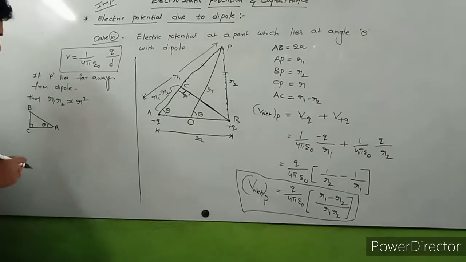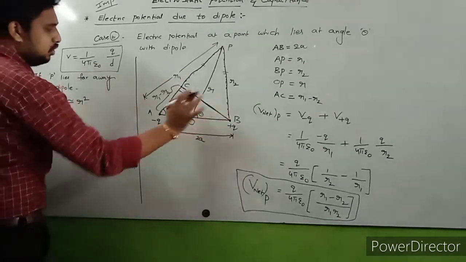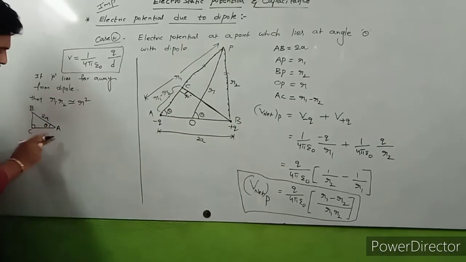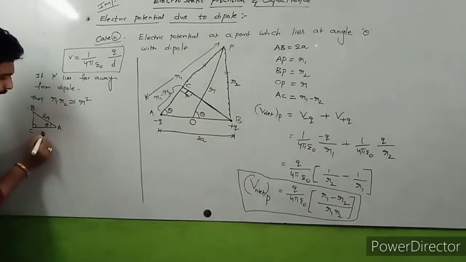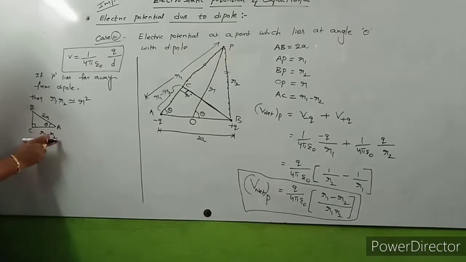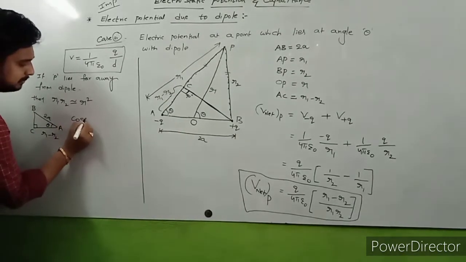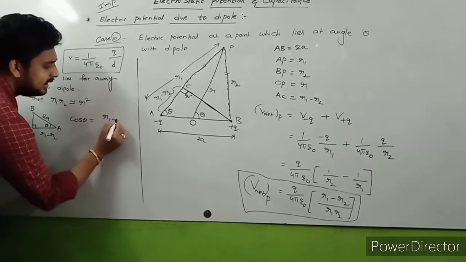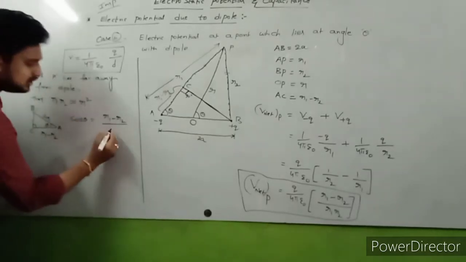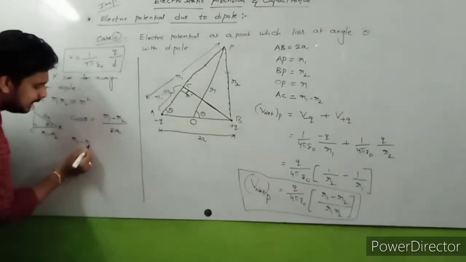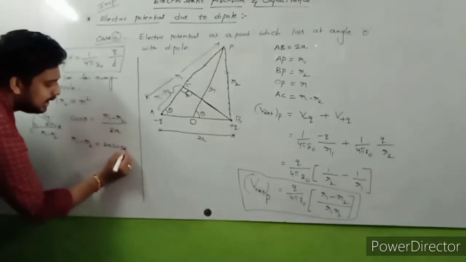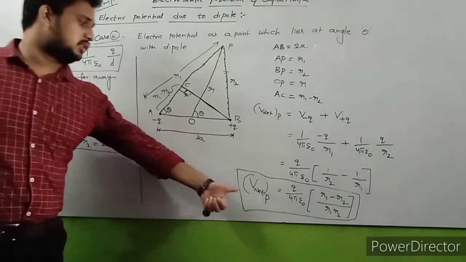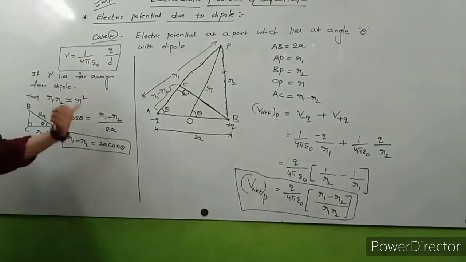From this, observe carefully. BC we don't know, but the AB value we know. AB value is 2A. And the AC value we know, AC is R1 minus R2. So I want the R1 minus R2 value. Apply cos theta. Cos theta is equal to adjacent side by hypotenuse. Adjacent side is R1 minus R2, hypotenuse is 2A. Then we get R1 minus R2 is equal to 2A cos theta. Dear student, observe this formula and substitute the values we got here.